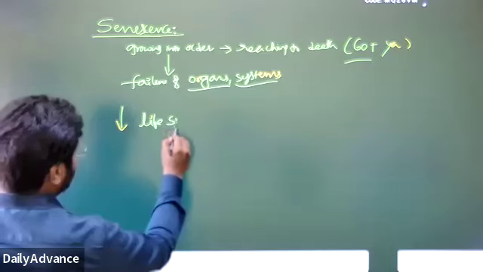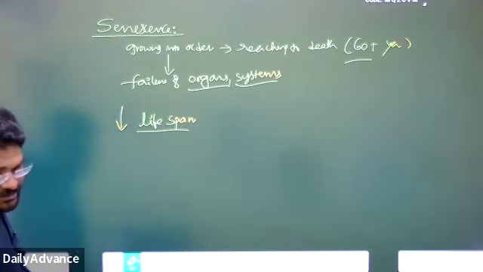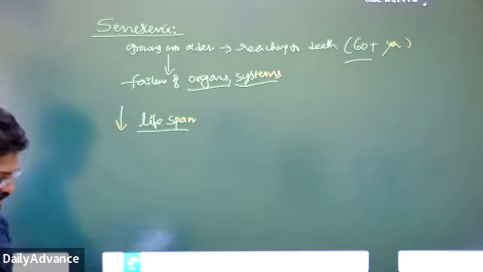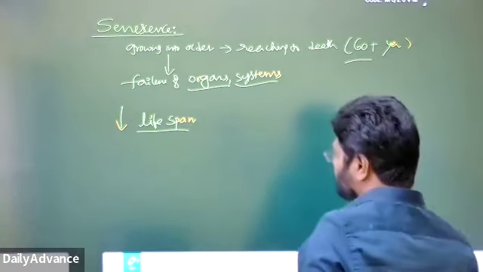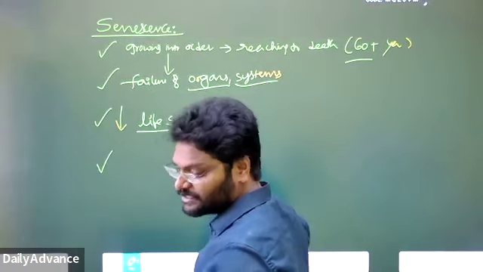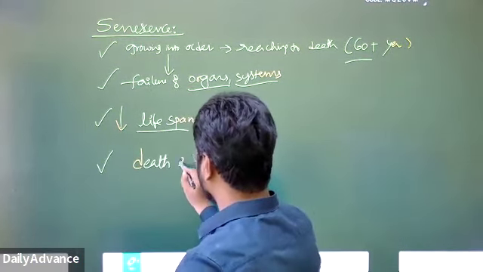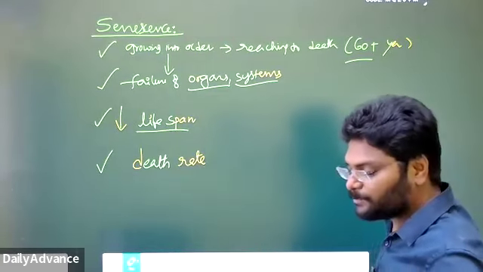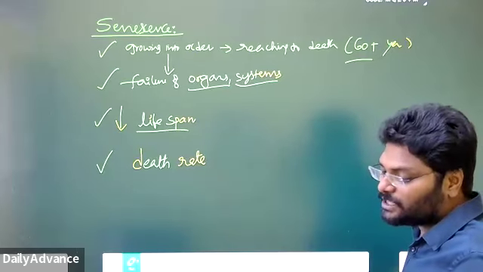Total lifespan, if senescence is early, means very early they are reaching death. That means total lifespan declines. Understand? Total lifespan declines. How do we measure this senescence? So senescence is measured in any population by death rate. Death rate means for every 1,000 individuals, how many people are dying?